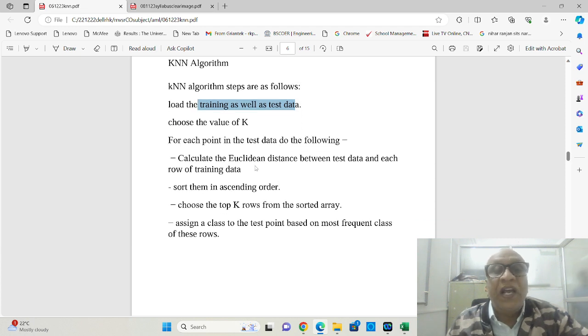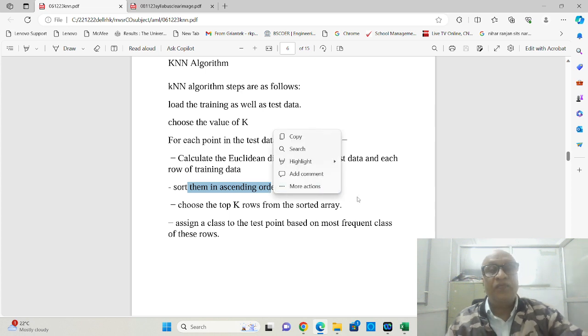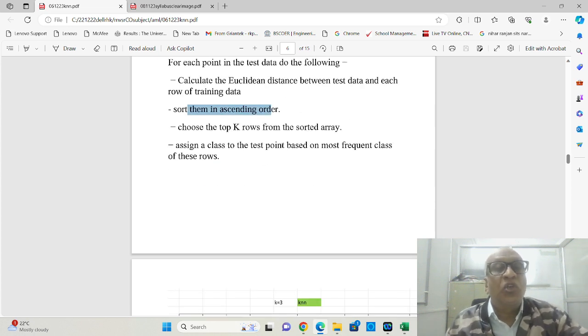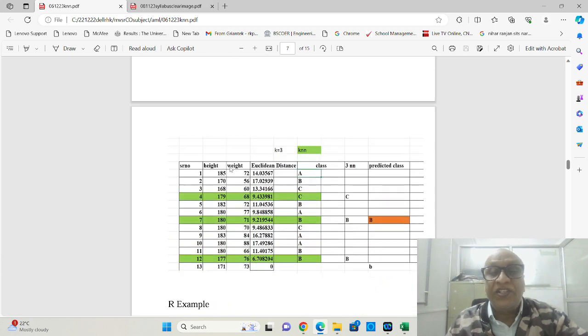For every point, calculate the Euclidean distance. After that, sort them in ascending order. Choose the top K rows from the sorted array. Assign a class to the test point based on the most frequent class of these rows. Very easy. But let us see how it happens.